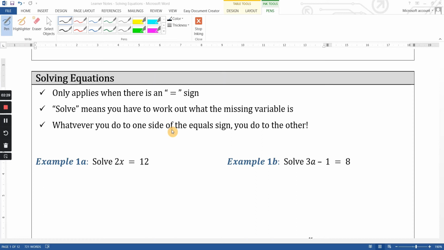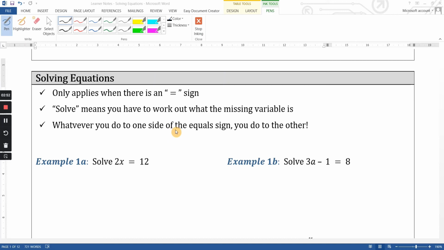So solving equations, this only applies when there is an equal sign. If you don't have the equal sign, then it's most likely to do with an expression, or if you're simplifying or anything like that. So if you have the equal sign in there, you know you're solving equations. And solve simply means they're just asking what the missing variable is.